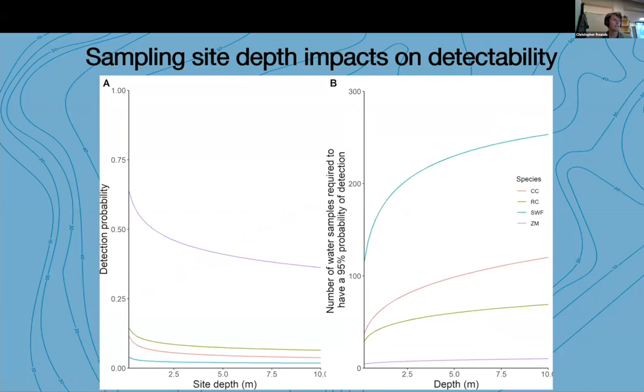And then sampling site depth, this is the kind of easiest to interpret for me. You can see that as we start sampling deeper and deeper, the detection probability for all four of our species starts to decrease. So from this, you would say, sampling at shallower areas probably might be useful, but it doesn't have a huge impact overall.